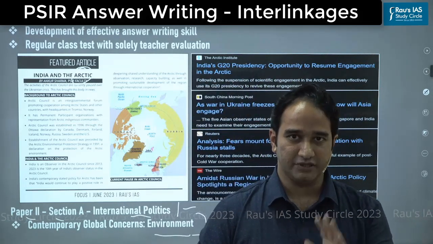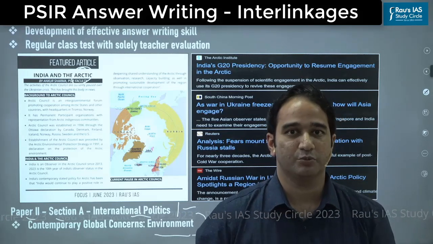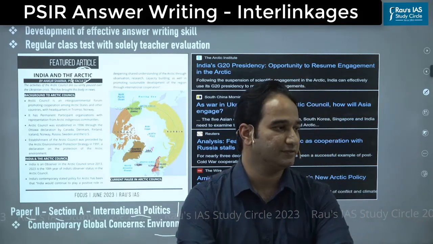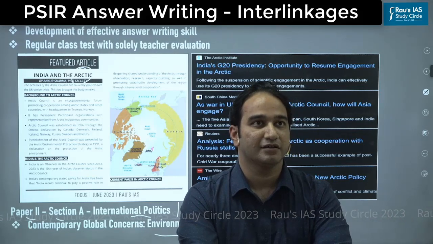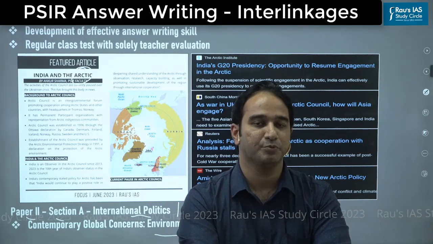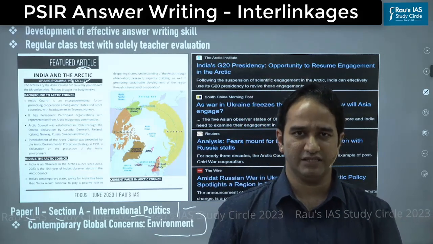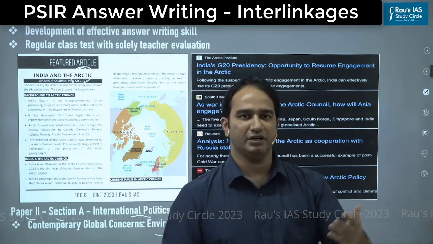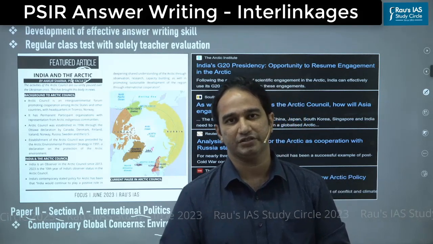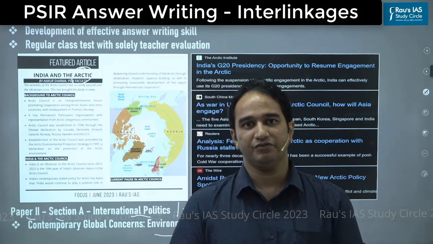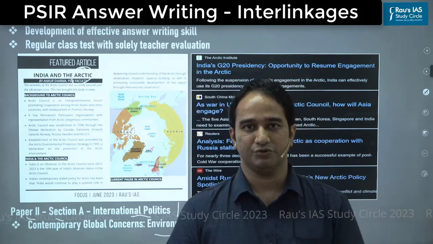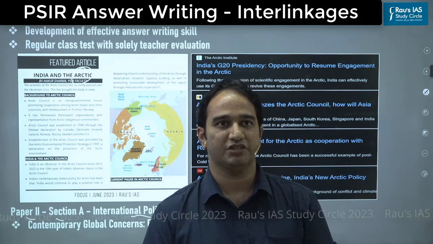Now what has happened? I'll give you a brief background and then you tell me how it would be interlinked to Indian foreign policy. The Arctic Council currently has been put on hold because of the Russia-Ukraine conflict. And the A7 members, like Norway and other European countries within the Arctic Council, have halted the working of the Arctic Council itself because of the actions that Russia undertook.